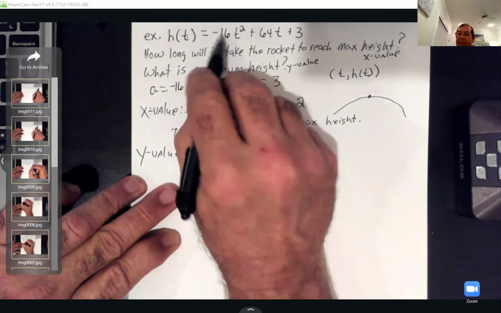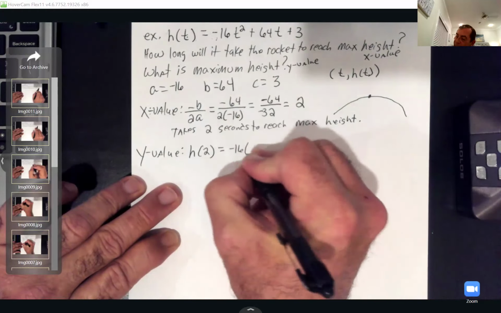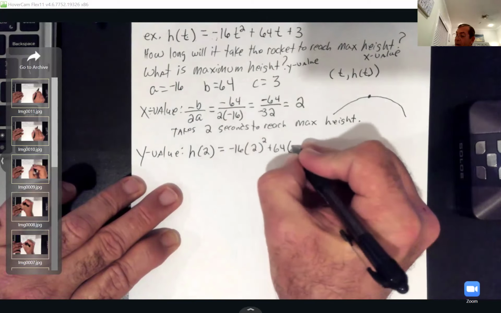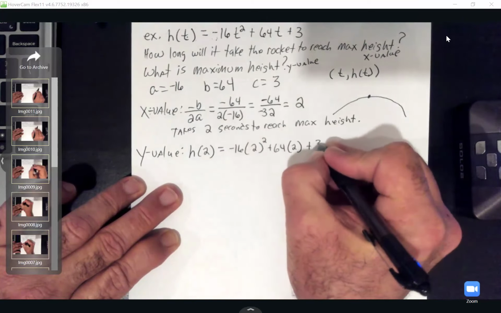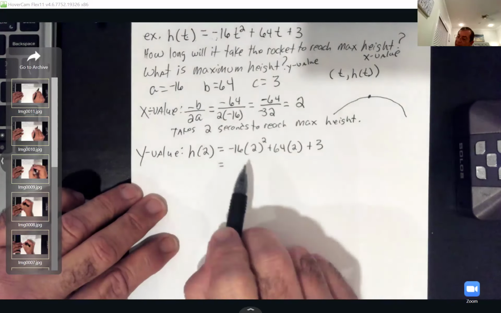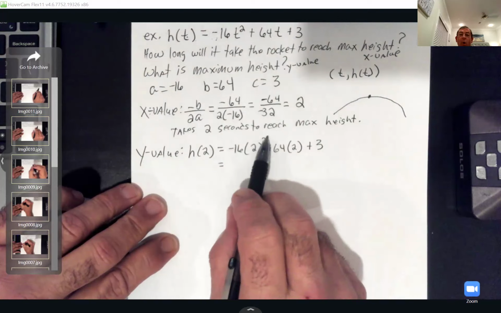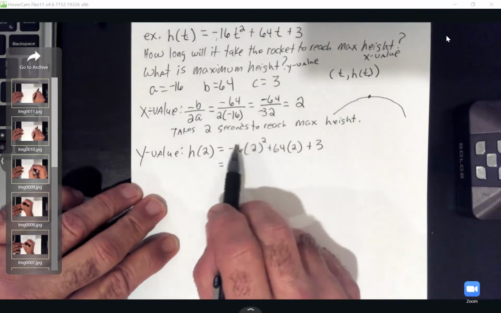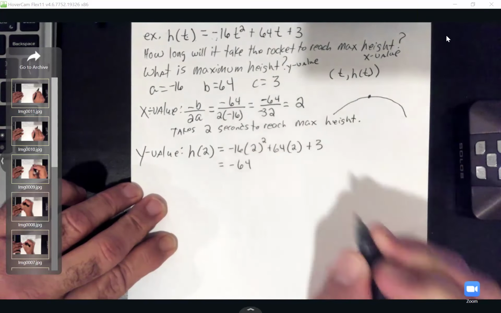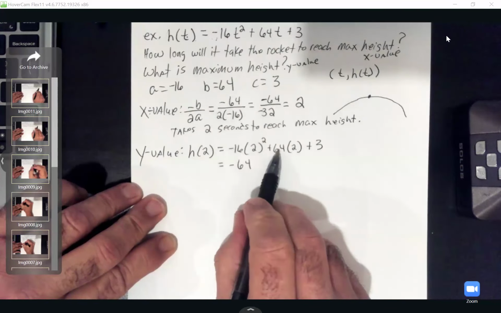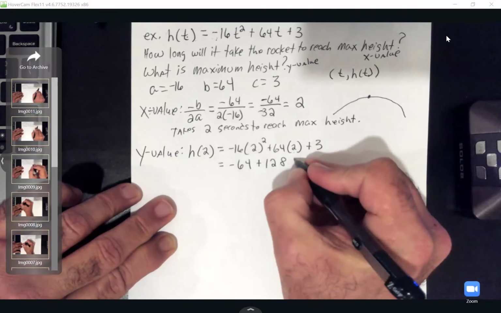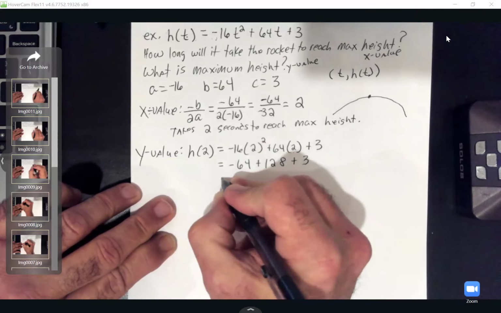So that'll be negative 16 times 2 squared plus 64 times 2 plus 3. All right, let's see here. 2 squared is 4. 4 times that negative 16 gives me a negative 64. And then this 64 times 2 gives me a positive 128. And then my plus 3.